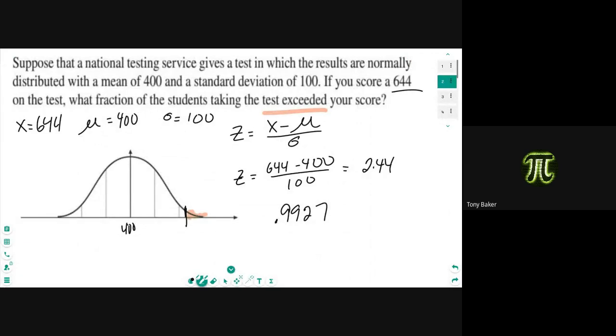Is that my answer? No. Because remember, the table's showing you from the left all the way over to where you're looking for. So that is giving me the area over here. So what do we have to do with that number? 1 minus it. So 0.0073.